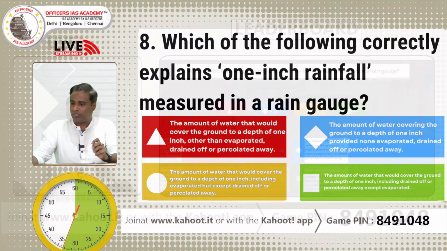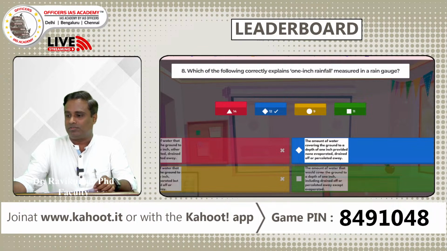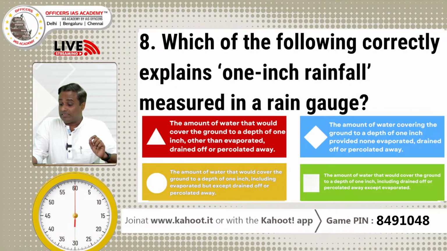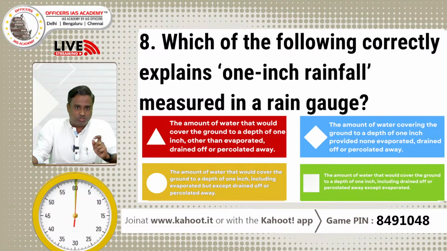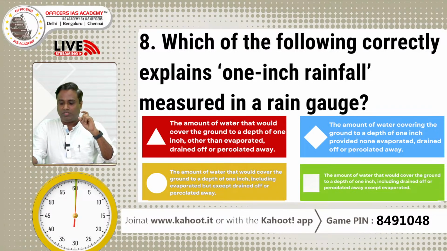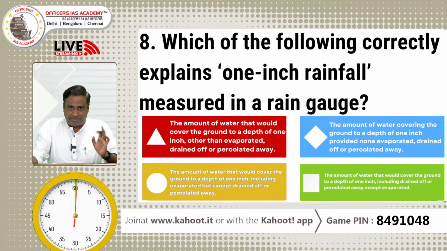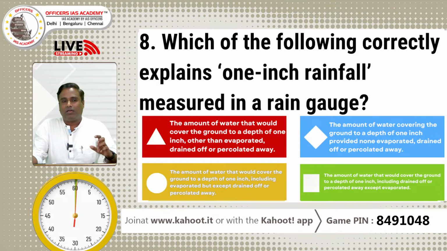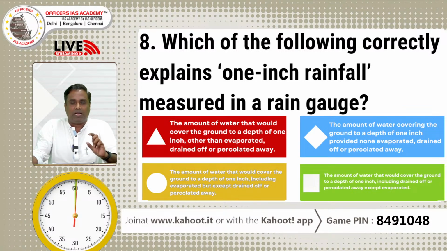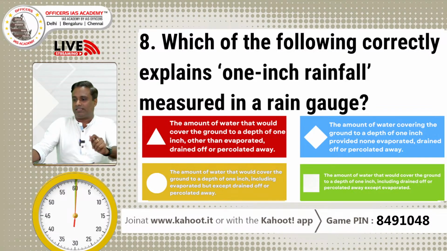Okay, now we can look at the answers. Here the right answer is B. The amount of water covering the ground to a depth of 1 inch from the surface, provided none evaporated, none drained off, and none percolated away. It means the amount of water that just falls on the ground, as measured at the rain gauge, is considered as 1 inch. Right? Whatever we get in the newspapers here, 0.5 millimeter, 5 centimeter, or 10 centimeter, 50 centimeter, everything is the total amount of rainfall that just fell on the ground. Nothing has been subtracted from that total. 12% have given the right answer.